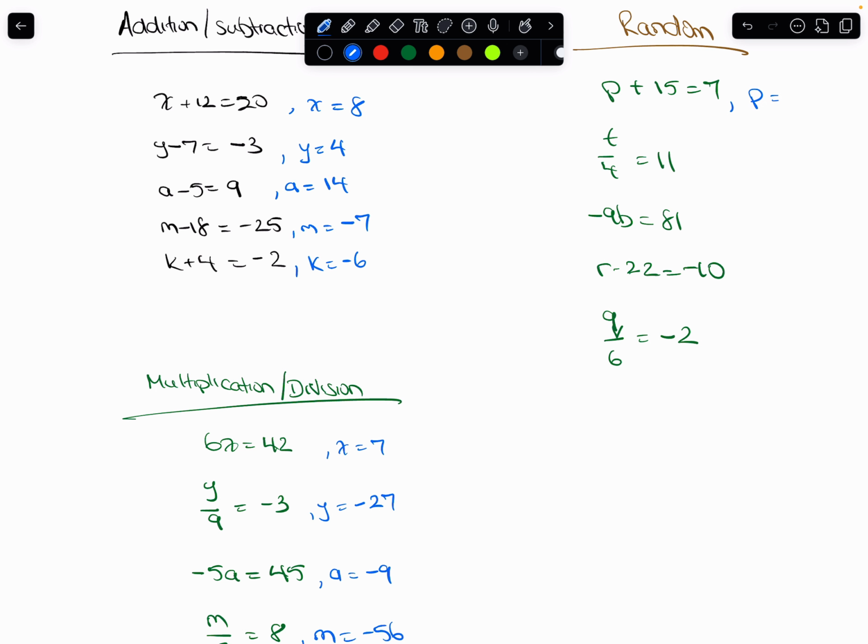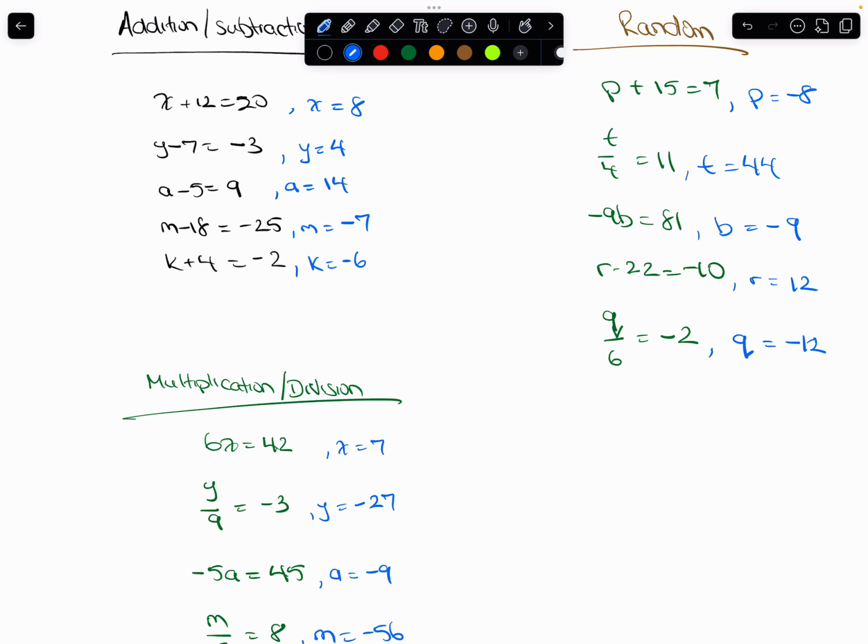P here is negative 8. T is 44. B is negative 9. R is 12. And Q is negative 12.